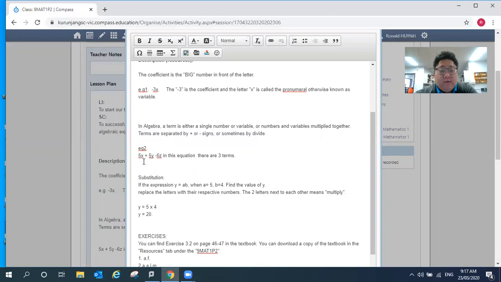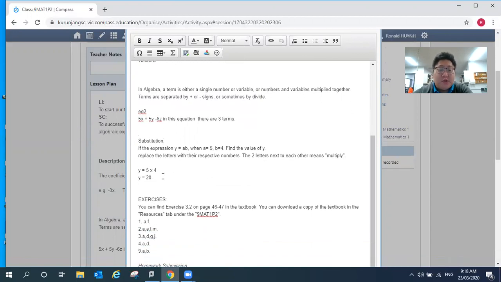For the variable x, the coefficient is 5, that number there. For the variable y, the coefficient is also 5 because of that number there. And for the variable z, the coefficient is -6.